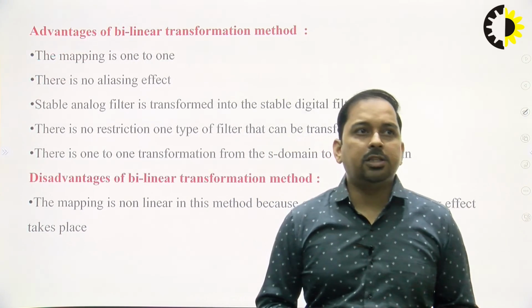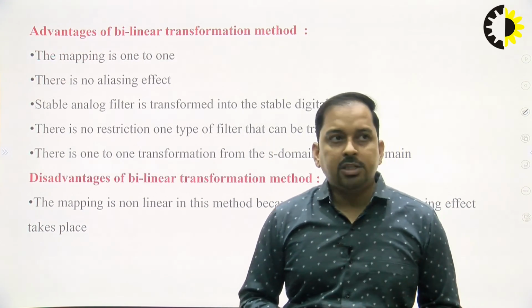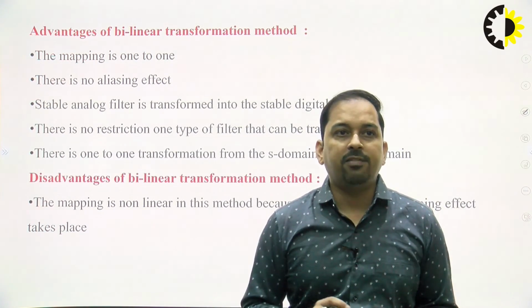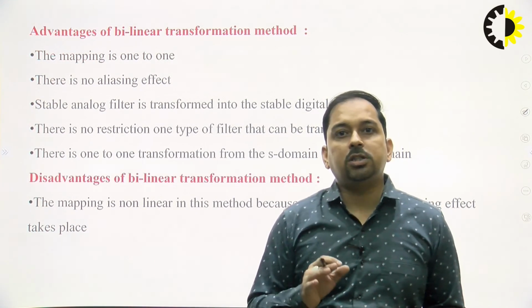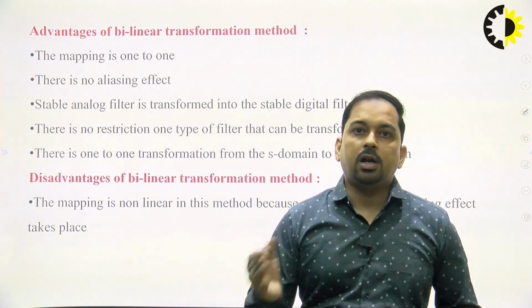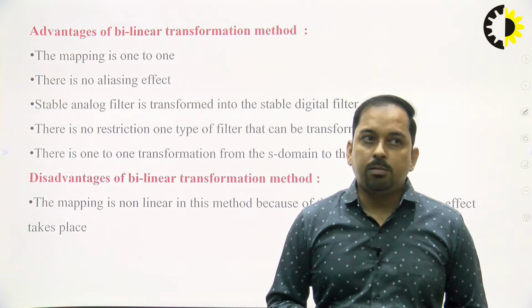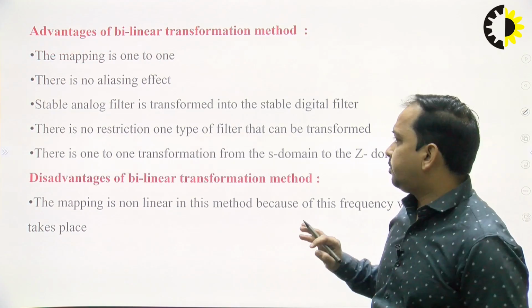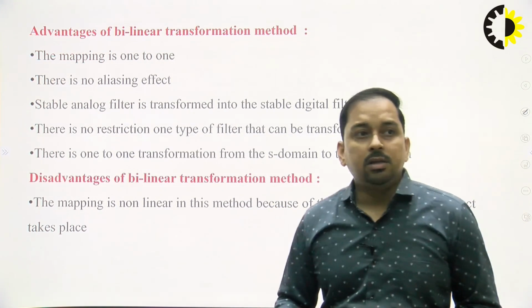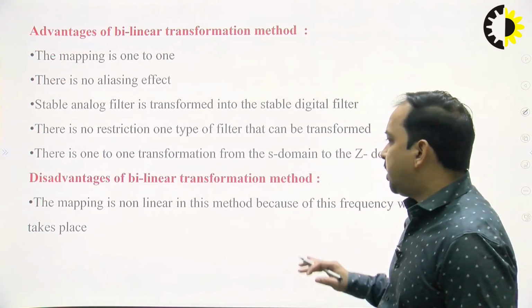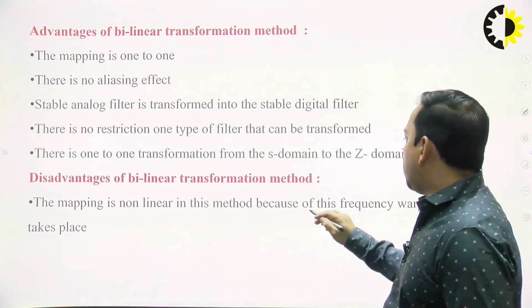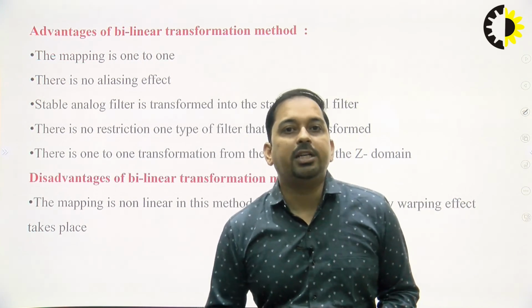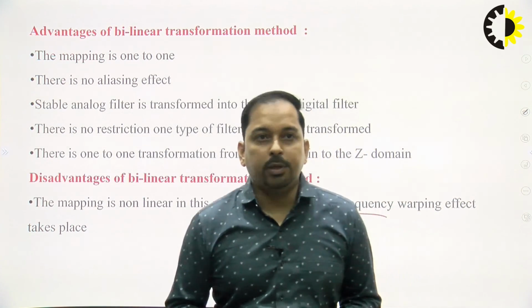Now there are some advantages and limitations. Advantage: we have seen that the mapping is 1:1, there is no aliasing effect, and also if the analog system is stable, the counterpart digital filter is also stable. There is no restriction on the type of the filter design. Whereas the disadvantage is that the mapping is non-linear, so because of this, the frequency warping effect takes place. So frequency warping is the only disadvantage of the bilinear transformation.